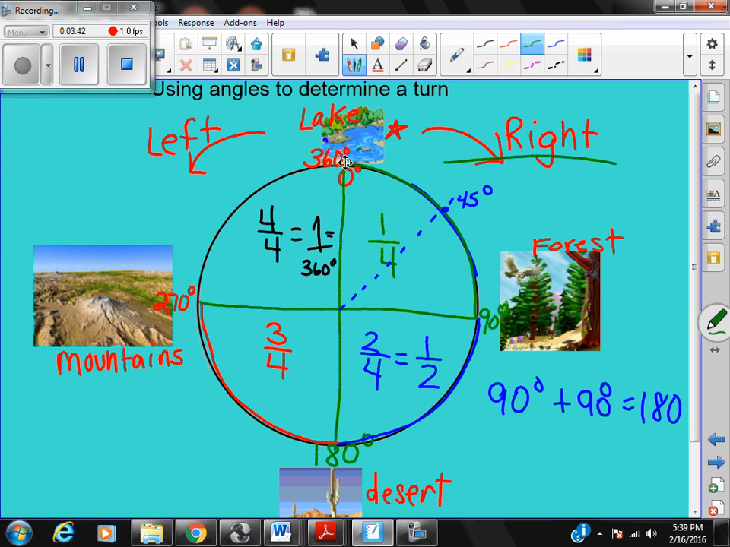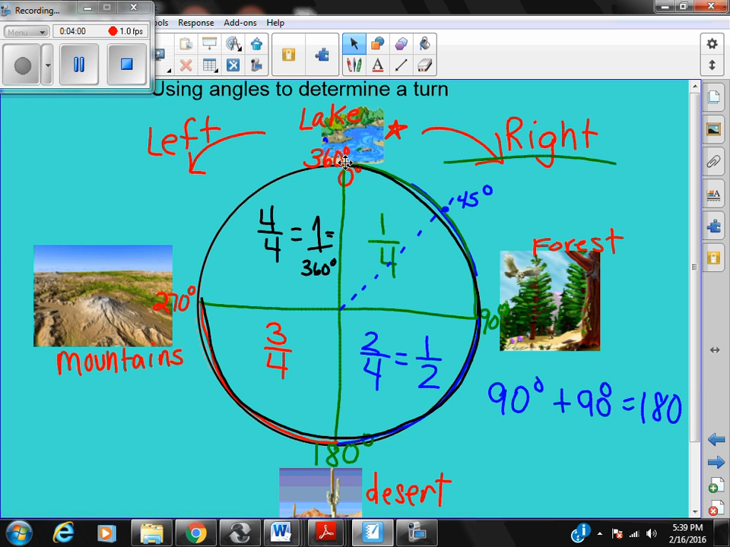Starting again, Mrs. Thomas was facing the lake, and she made a 270-degree turn to the right. Well, that would take me all the way around past 180 to 270. What is she facing? Well, she would be facing the mountains.